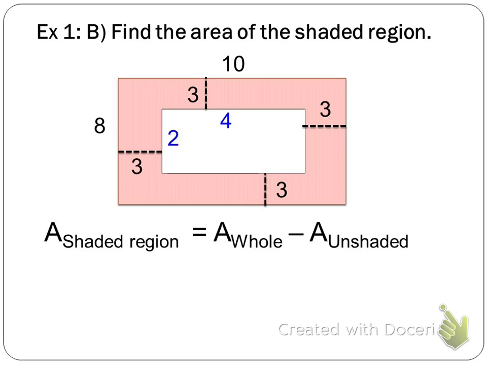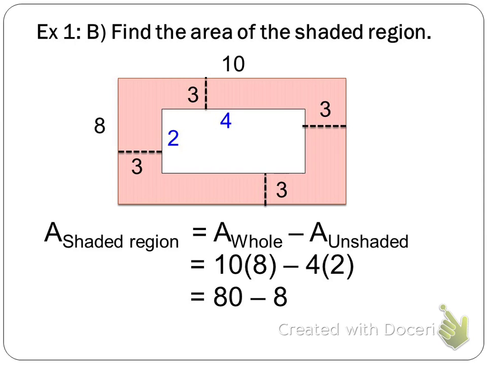So how would I find the area of the whole thing? 8 times 10. How would I find the area of the unshaded? Well, that's what we just did on the last one, right? The inside, the 2 and the 4. Okay? What's 8 times 10? 80. What's 4 times 2? 8. What's the area of the shaded region? 72. Very good. Any questions?